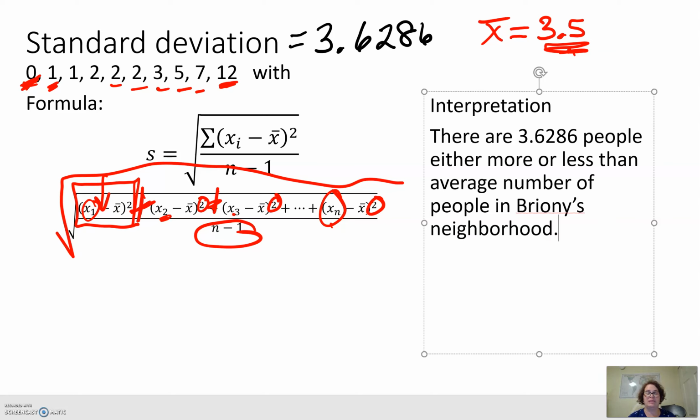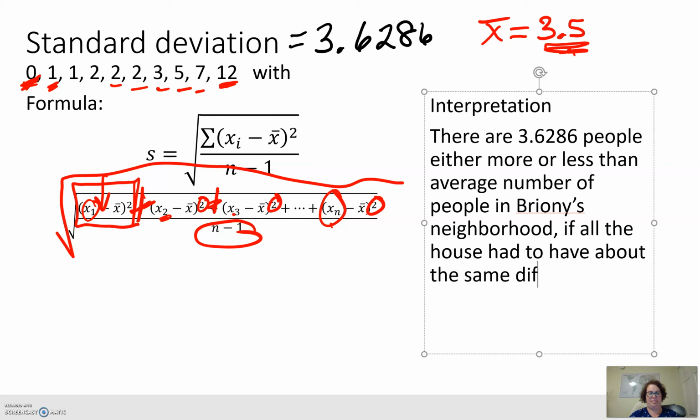Okay, more or less. It's a comparison to the average. Okay, so if all the houses had about the same difference. Now I feel like this is not as easy to understand as another way of thinking about this standard deviation, this 3.6286 people. You're like, bang!